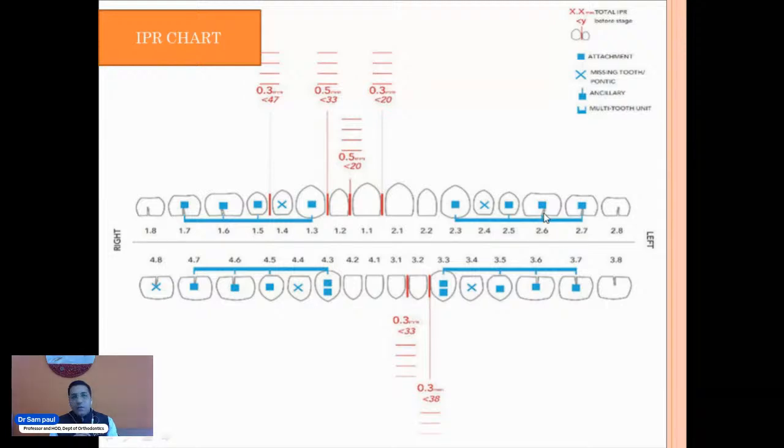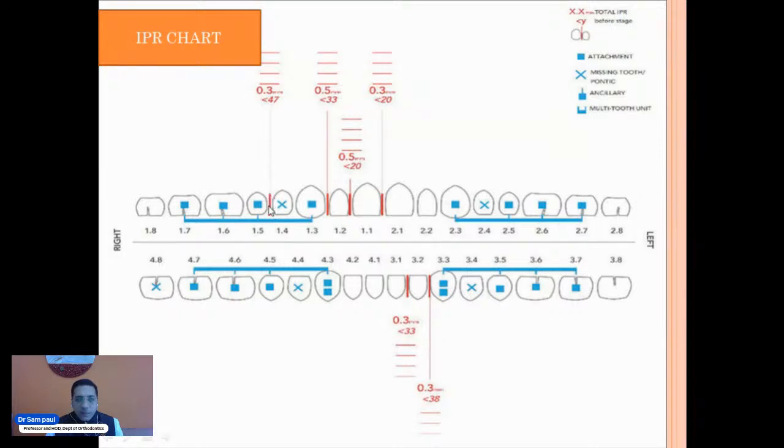The lab will issue an IPR chart. This is an IPR chart, that is, interproximal reduction chart. This is the central incisor. This is the first quadrant, the second quadrant, third quadrant, fourth quadrant. You could see, we have to create some space between the teeth. You can see 1.5, 1.4. You are supposed to do interproximal reduction between these teeth.